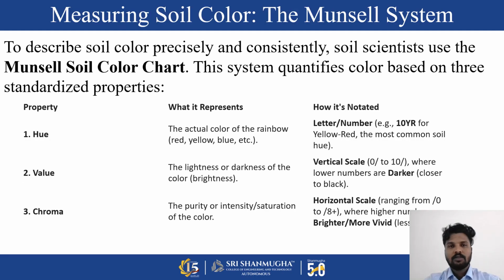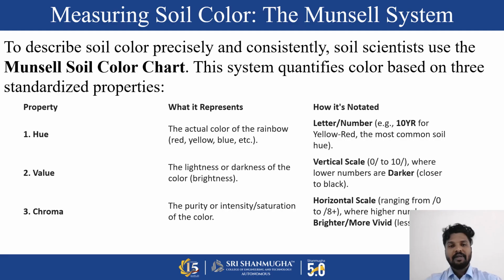To measure the soil color of a particular soil, we use the Munsell system. These slides explain the standard method soil scientists use to precisely and consistently describe soil color. The Munsell soil color chart quantifies colors based on three standardized properties. The properties are hue, value, and chroma.